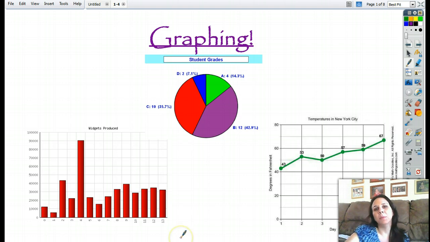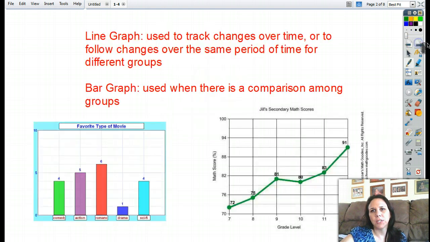Now you will be needing graph paper, so if you don't have any, see if you can scrounge some up. If not, I do have some at school. So I chose some graphs here to show you some of the basics that we'll be working with, such as a bar graph, a pie graph, and a line graph. So let's go see what we need to do for graphing.